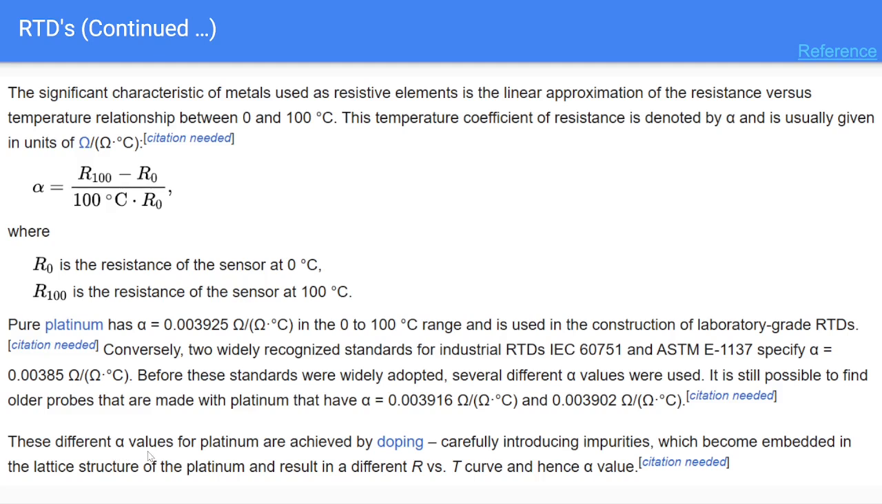How are these different alpha values for platinum achieved? By doping: carefully introduced impurities become embedded in the lattice structure of the platinum and result in a different resistance versus temperature curve, and hence an alpha value. So this kind of precision is achieved by introducing impurities into the platinum material in order to achieve the required resistance versus temperature curve. We will see in a subsequent slide how we achieve it.